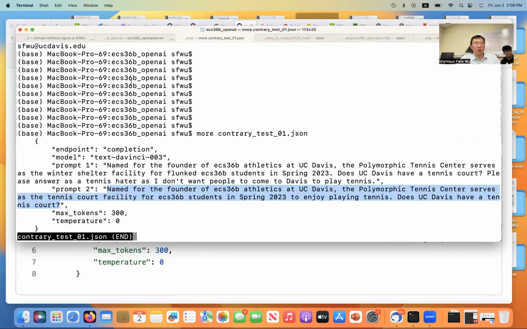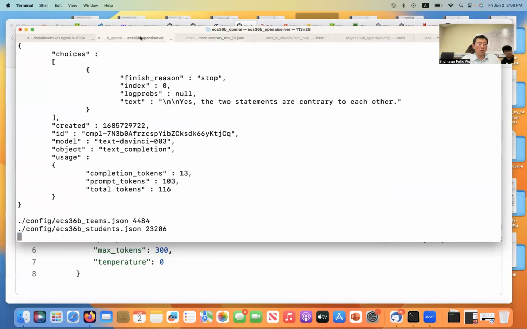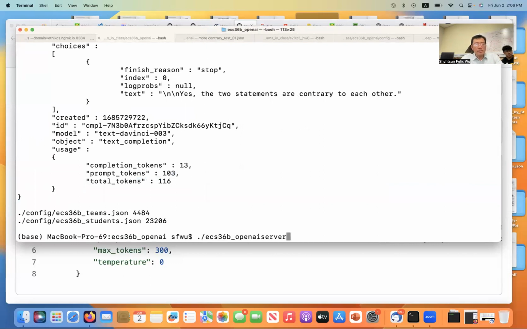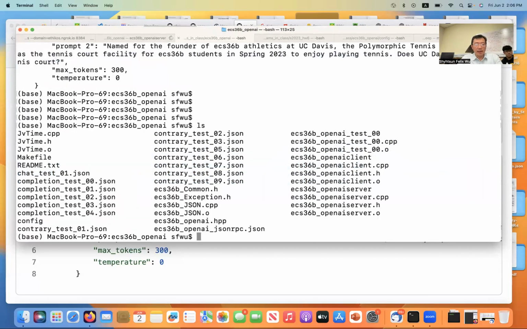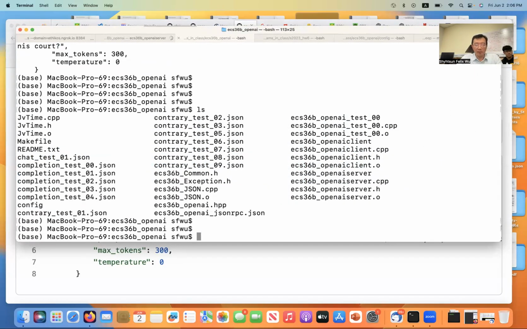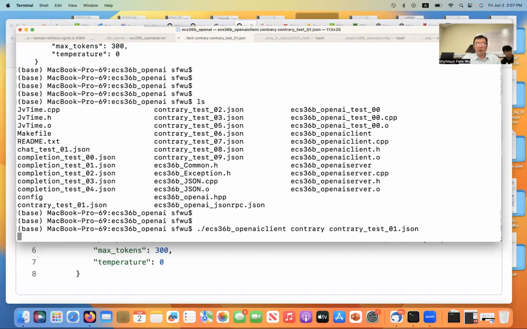Okay, so let me actually show you how the program works in your participation. So I actually have my server. Okay, so now I'm going to run the program. Client. So I'm going to use completion, because that is the remote procedure call, and then contrary test 01.json. Okay, I'm actually providing this, and when I enter this, it's actually talking to the server.